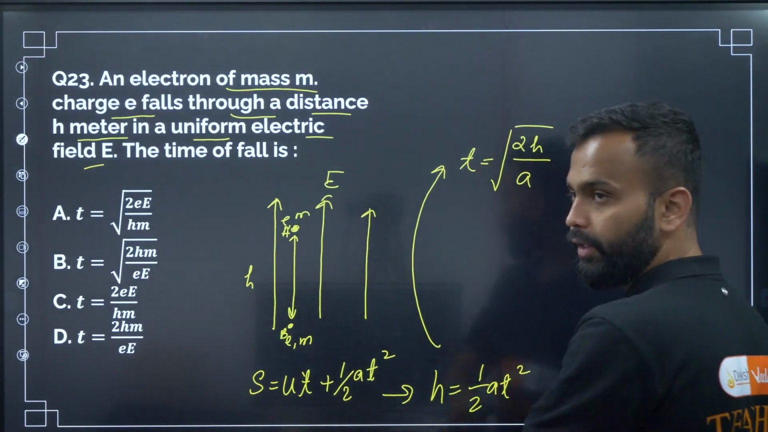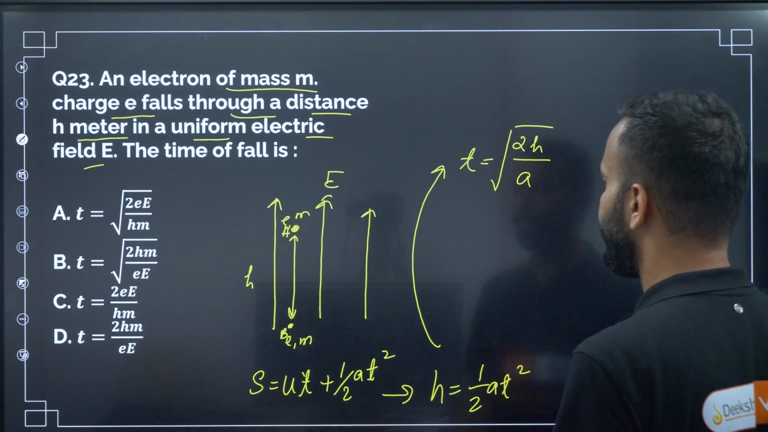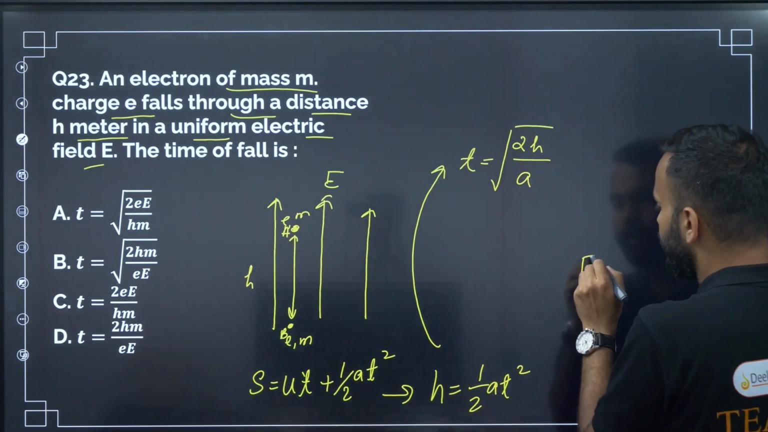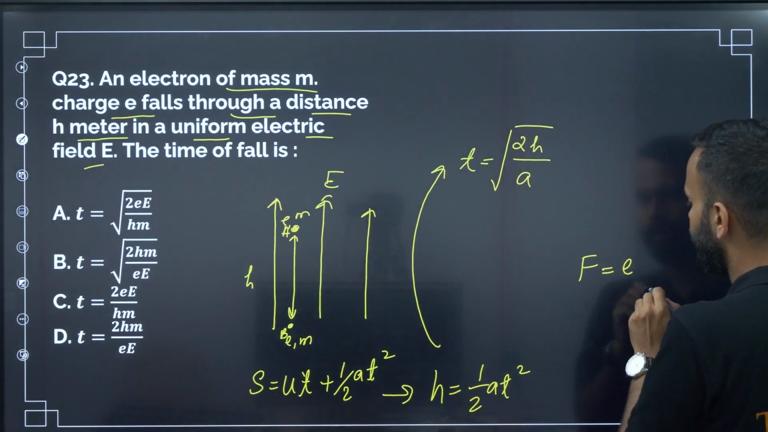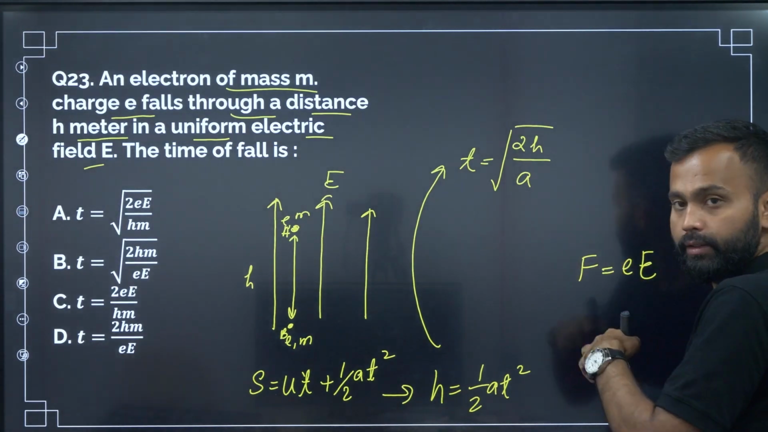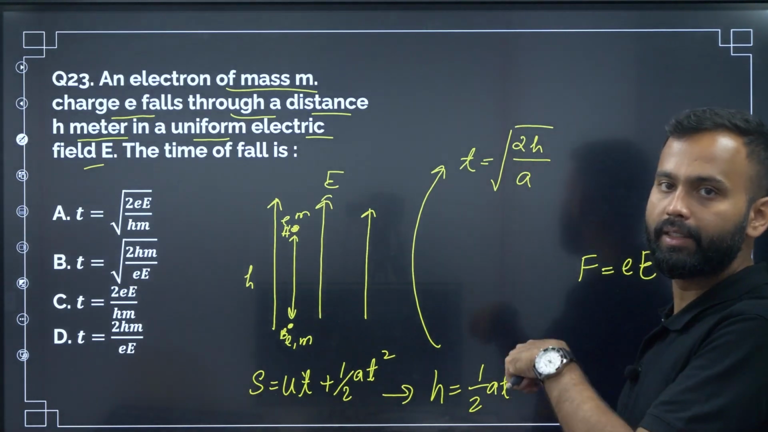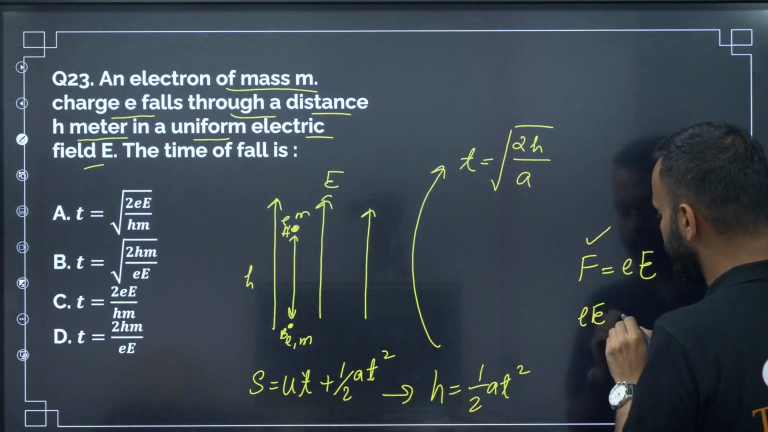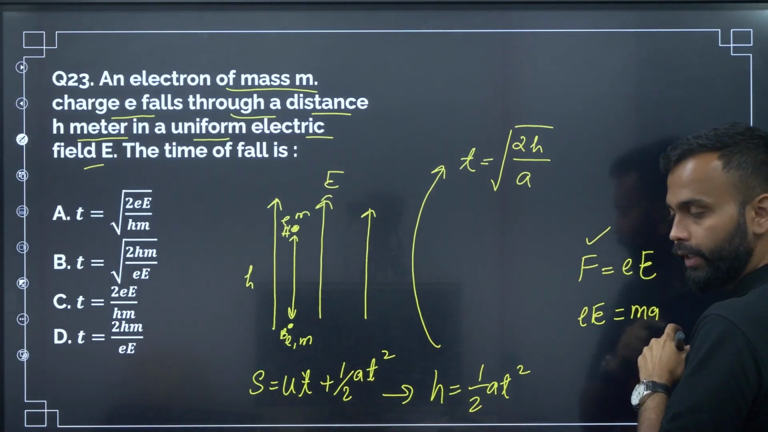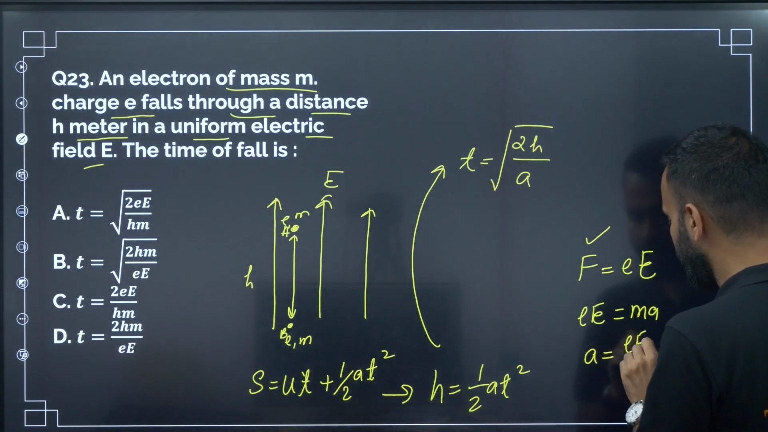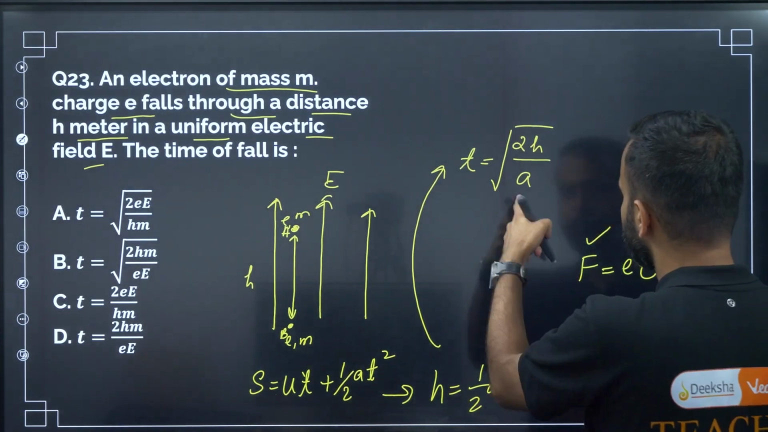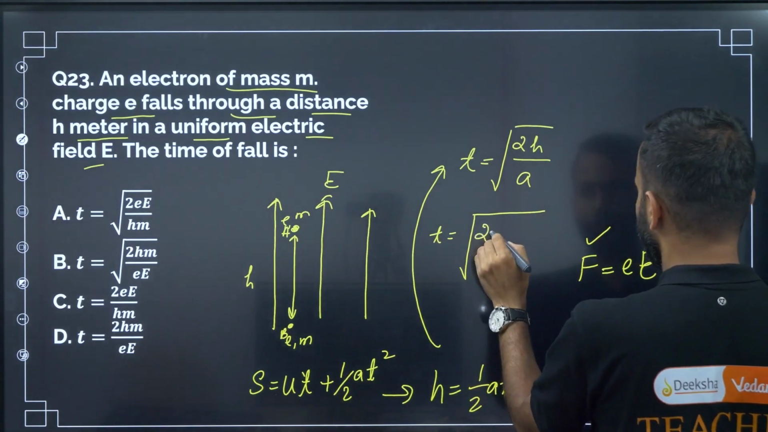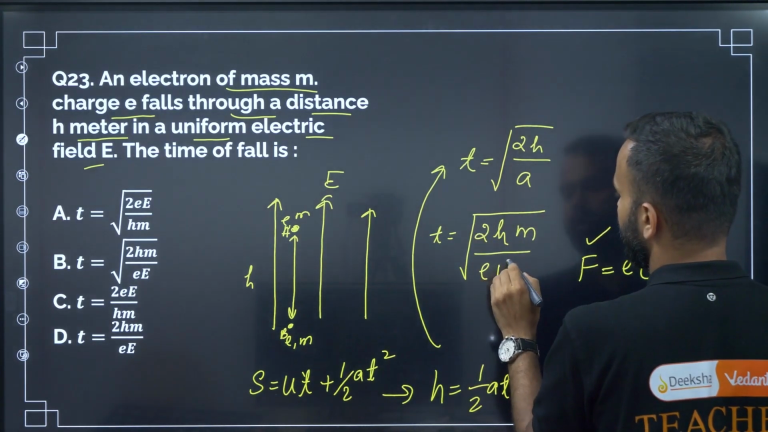Now we need to find the value of a, that is the acceleration of the electron when it is moving in a uniform electric field. The force experienced by the electron is F equals e into E, where small e is the charge of the electron and capital E is the electric field. It is accelerated, so F equals m a. So e E equals m a, and a is equal to e E divided by m. Now substitute this expression into the equation. So t is equal to root of 2hm divided by the charge of the electron into the electric field.